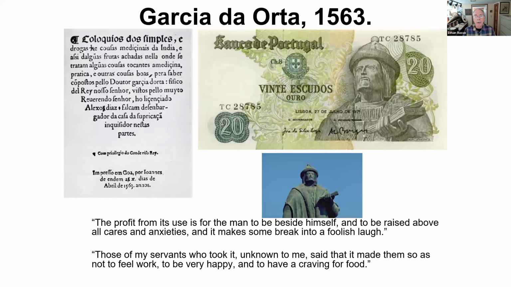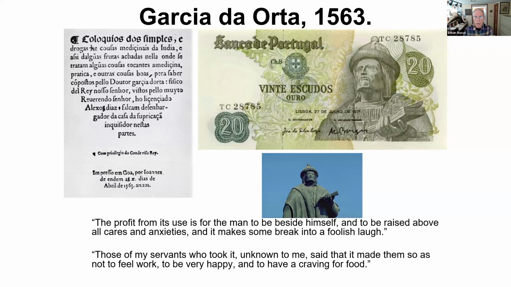Later in Spain, another Sephardic Jew, in service to Portugal, went to India. He wrote the first description in a modern European language, that being Portuguese, of the uses of cannabis in India. A couple of quotes: "The profit from its use is for the man to be beside himself and to be raised above all cares and anxieties, and it makes some break into a foolish laugh." So this is quite reminiscent of the kinds of effects we associate with cannabis today.